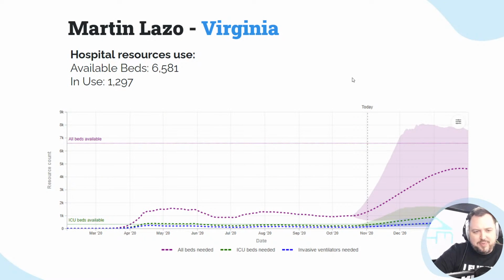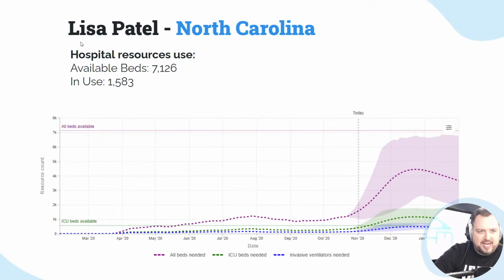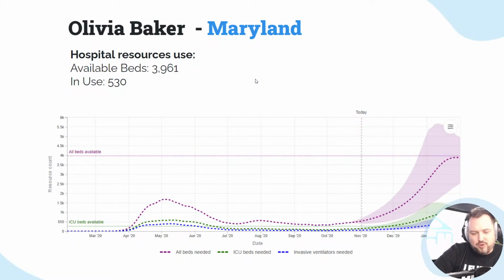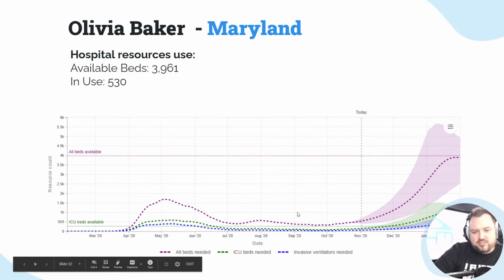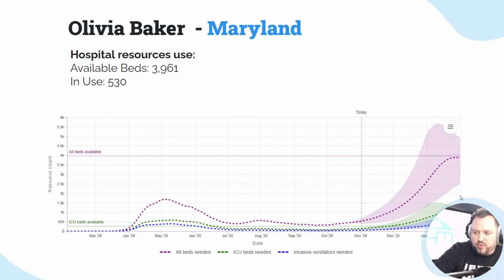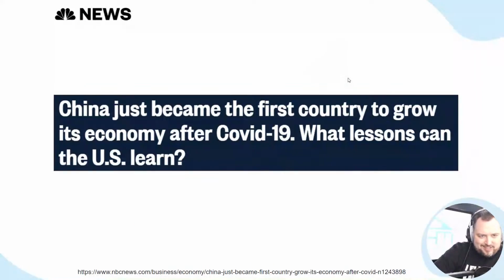Like in Virginia, available beds is 6,581 with 1,297 in use. You can see the uptick on that. Liz, which is in North Carolina, 7,126 with 1,583, and you can also see the uptick coming here as well. So it's following the trend of what we're thinking, and this is all projection. This could all change tomorrow, but this is the projection. This is where we're at. Everything up until this today line is all historical and accurate, and everything moving forward is a forecast of what they're guessing. Olivia Baker in Maryland, I got this for you, 3,961 beds with 530 in use.